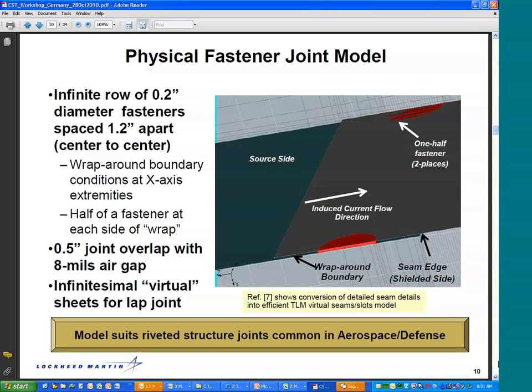I will only touch on this briefly, but in reference 7, I expanded on this in an IEEE conference, where you can actually model detailed joints, fasteners, spacings of fasteners, and paint systems, and find out what the shielding property is for various seams. These types of seams, riveted structures, are very common in aerospace defense product lines.